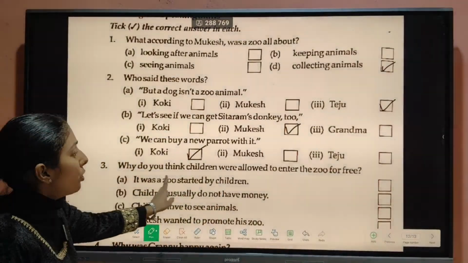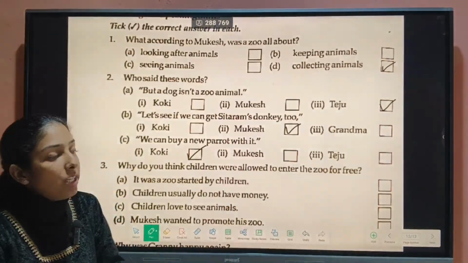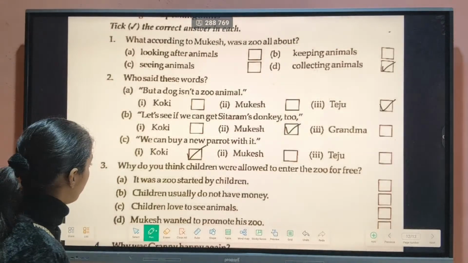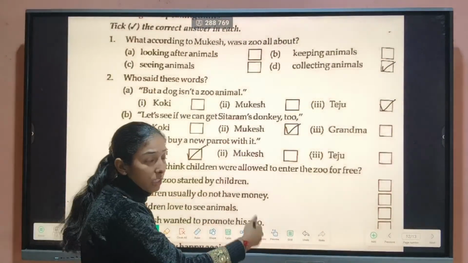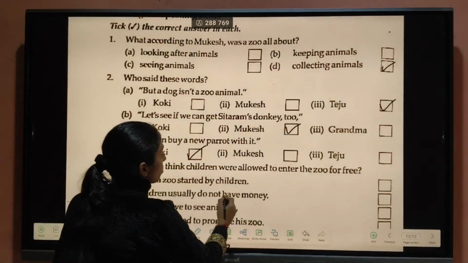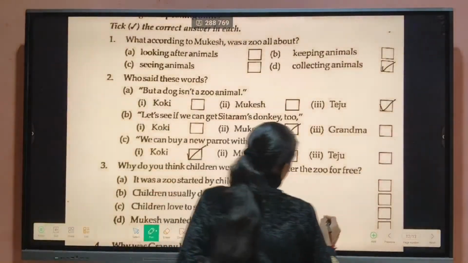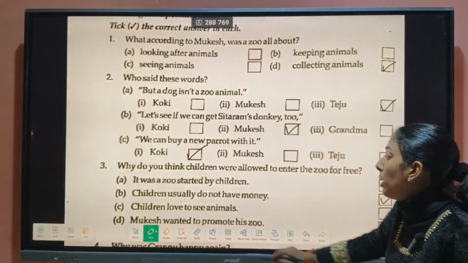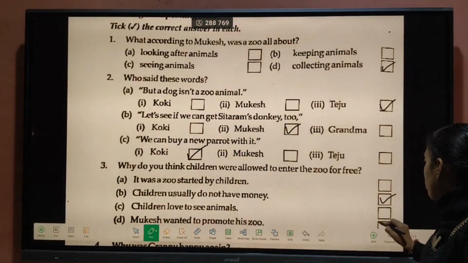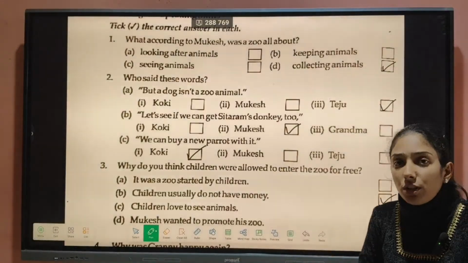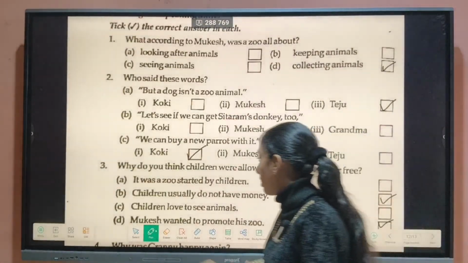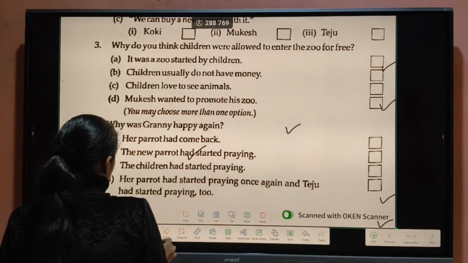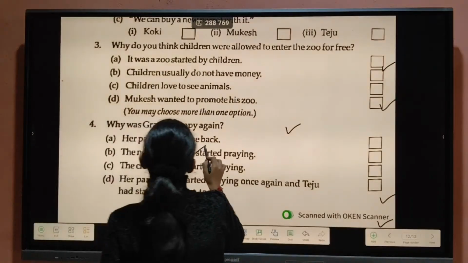Why do you think children were allowed to enter the zoo for free? It was a zoo started by children, that is why. Or children usually do not have money. This option is correct, that children do not have money. Children love to see animals. Mukesh wanted to promote his zoo. In this, beta, you can take more than one option which is correct according to you. So option B and D. Clear?